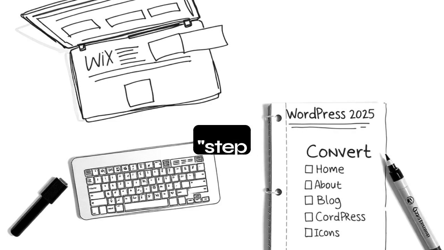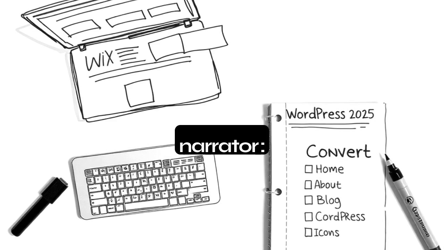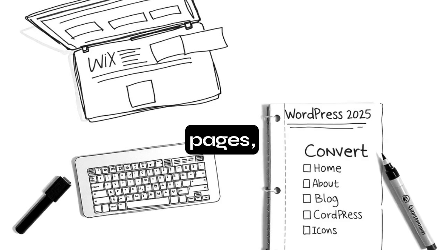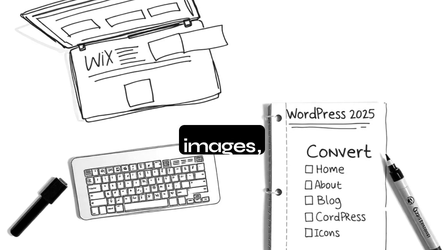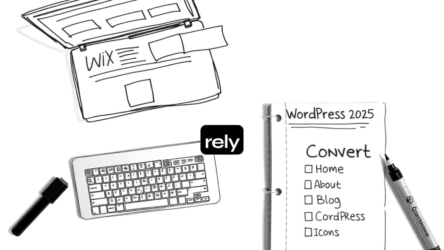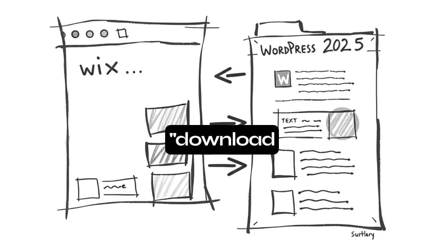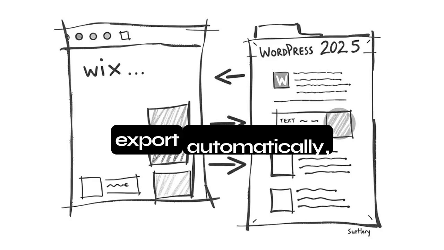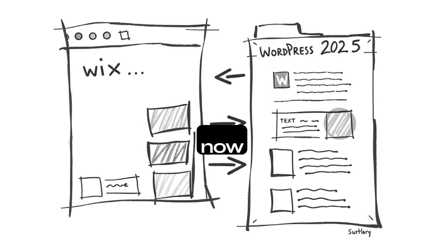Step 1, Prep. First, audit your Wix site. List your pages, blog posts, menus, images, and any apps or forms you rely on. Download images and copy text you'll need. Some Wix content won't export automatically, so grab anything critical now.